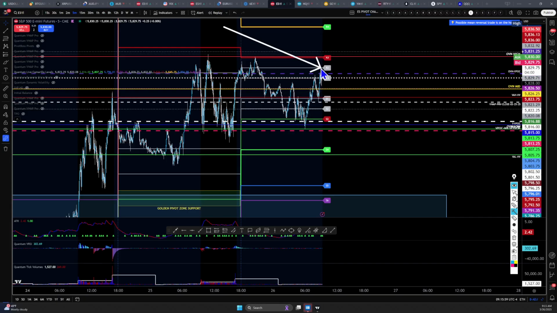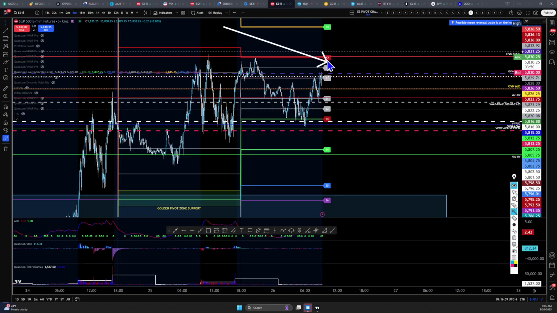So we could either range between this here, since it's an inside value relationship, or we look for a breakout. If we break out, hold above R3, that's longs. If we get rejection distribution like this pattern right here, that's a short back down to Camarilla S3.